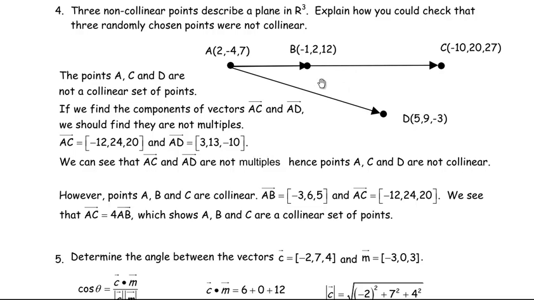So AB, we would go -1 minus 2 is -3. 2 minus -4 is the same as 2 plus 4, that's 6. And 12 minus 7 is 5. And to do AC, so -10 minus 2 would be -12. Oh, and I already did AC. I don't need to do that again. So that's AC. And we can see that they're multiples. This vector is 4 times this one. Now, -3 times 4 is -12. 6 times 4 is 24. And 5 times 4 is 20. So because A, B, and C are a collinear set of points, then vectors AB and AC, and also BC, should be multiples of one another.